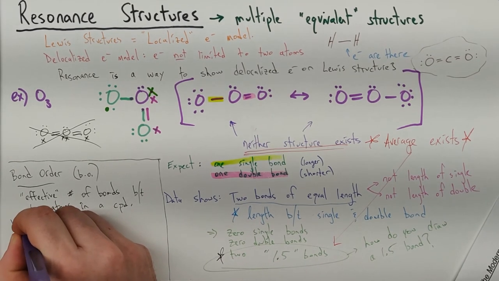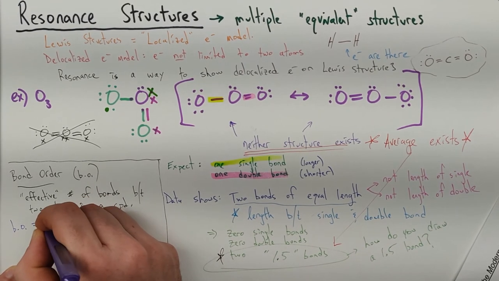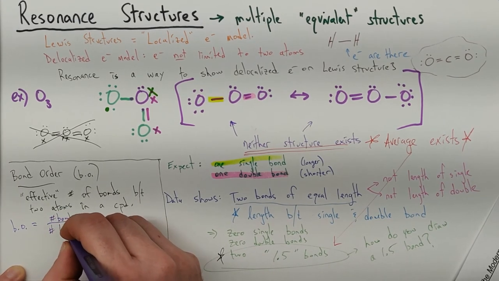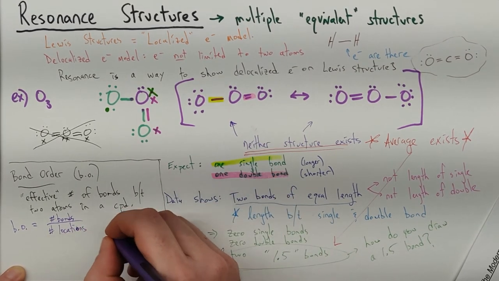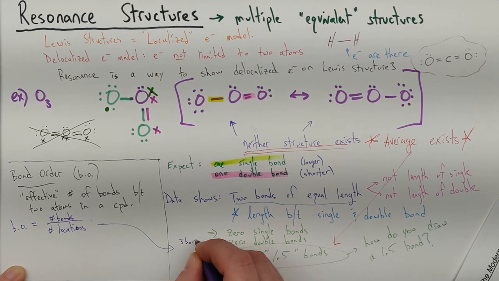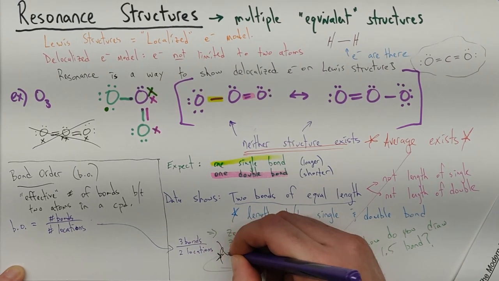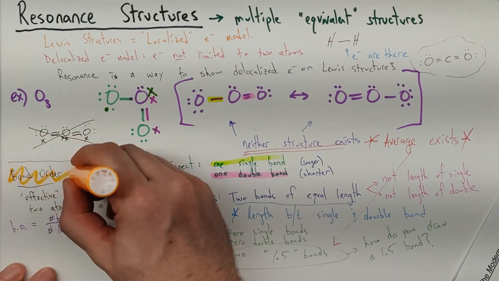Our bond order is going to be our number of bonds over, I always say, the number of locations. But you may prefer the number of attached atoms. And in this particular case here, we would have calculated three bonds with two locations, and what we actually have are two 1.5 bonds. So this term bond order is going to be a vocabulary term that comes up as we look at resonance for some other structures.